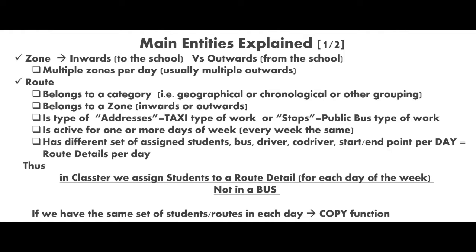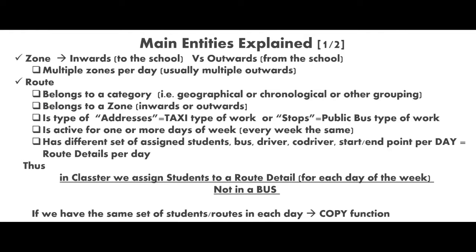The routes are the main entity in transportation. A route is basically what we see on the map, a specific route that a bus will do. Any route belongs to a category. A category is like a grouping of routes. It can usually be geographical, so we can have a category like route central, east, west, north, things like that. Or it can be a group of routes categorized in another way.